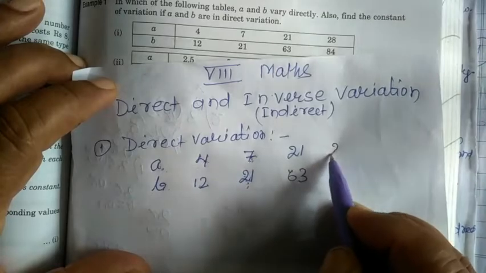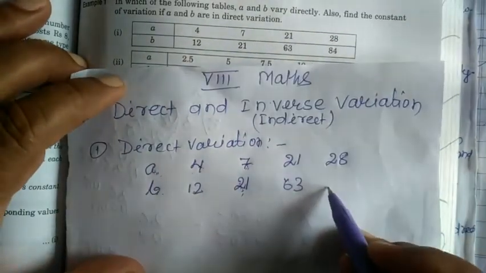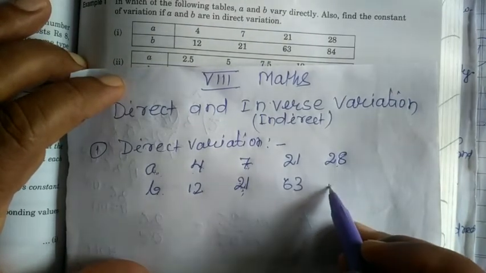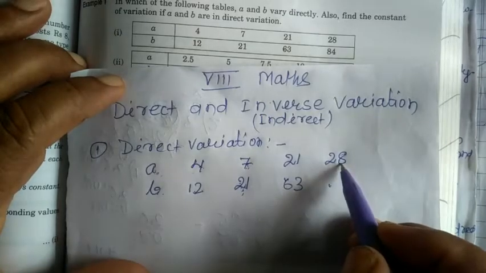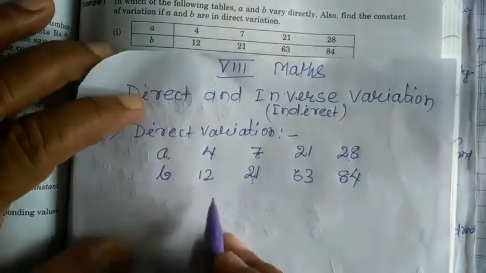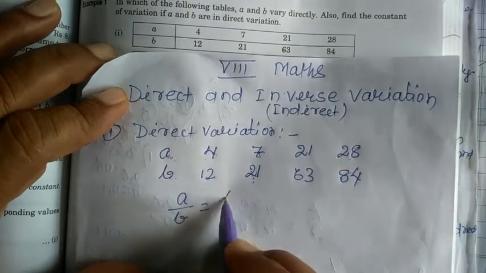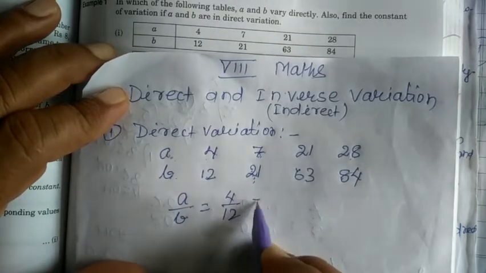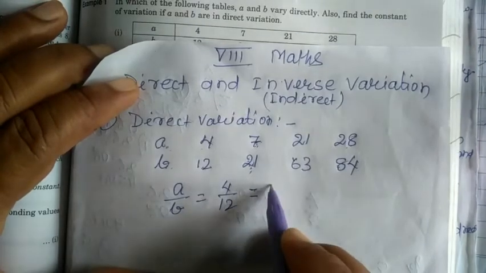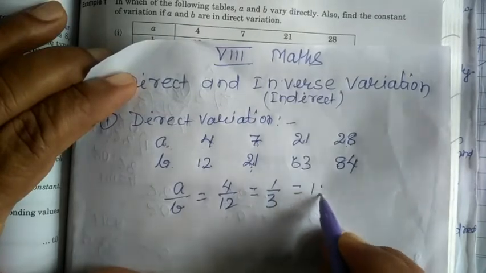Now for the next value, if we take A as 28 according to the example, naturally the value of B will be 3 times the value of A. Three times 28 will be 84. What do we observe here? The ratio of A by B. In the first case, bringing it into the shortest form as I taught you earlier, it will be 1 by 3. So the ratio will be 1:3.